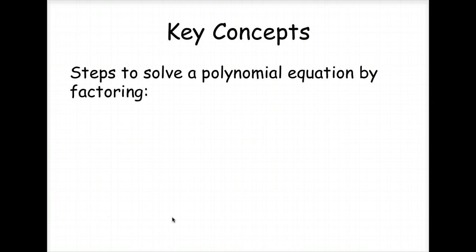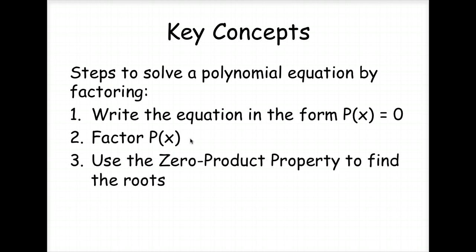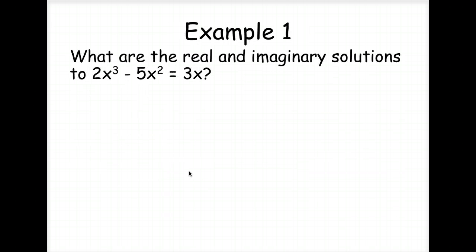Key concepts today. To solve a polynomial equation by factoring, first of all, we have to write the equation in the form of p of x is equal to 0. So we've worked some problems before where we have like 4x is equal to 24x, and so you just subtract from both sides. Set everything equal to 0. Then we're going to factor p of x, use the zero product property to find the roots, so we set all the factors equal to 0. Let's look at this for an example.